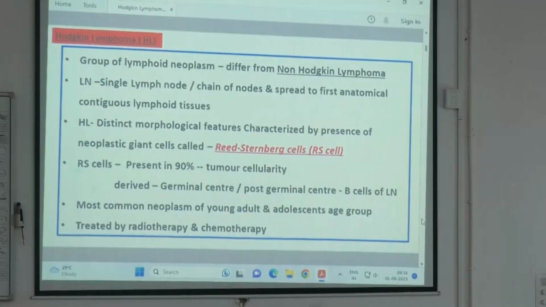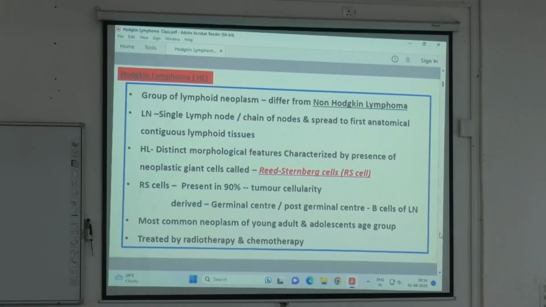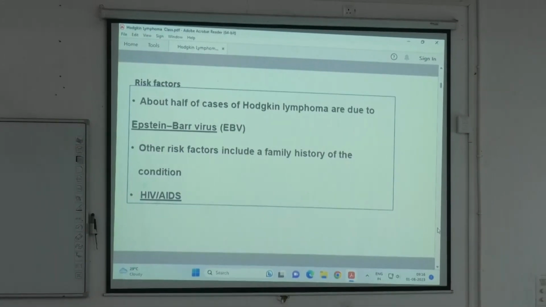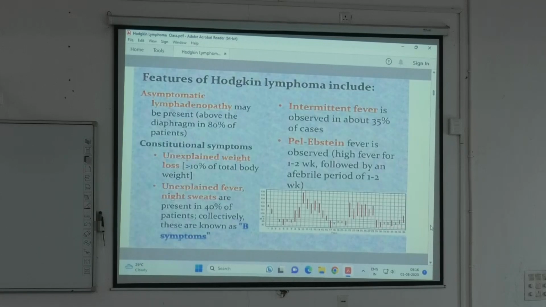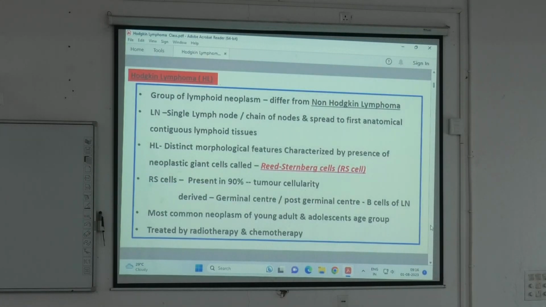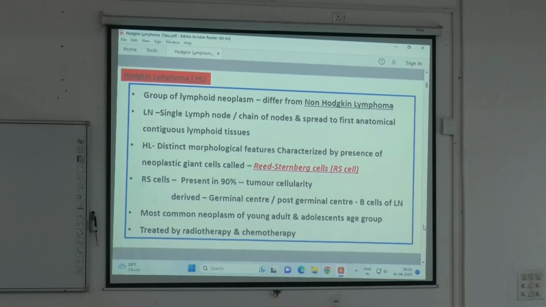And there is a distinct morphological characteristic feature, that is the presence of RS cells or Reed-Sternberg cells. 90% of these patients have these characteristic cells present in the lymph node. Most of this neoplasm usually occurs in the adolescent and adult group, some in the elderly age group, and the prognosis with chemotherapy and radiotherapy is very good.